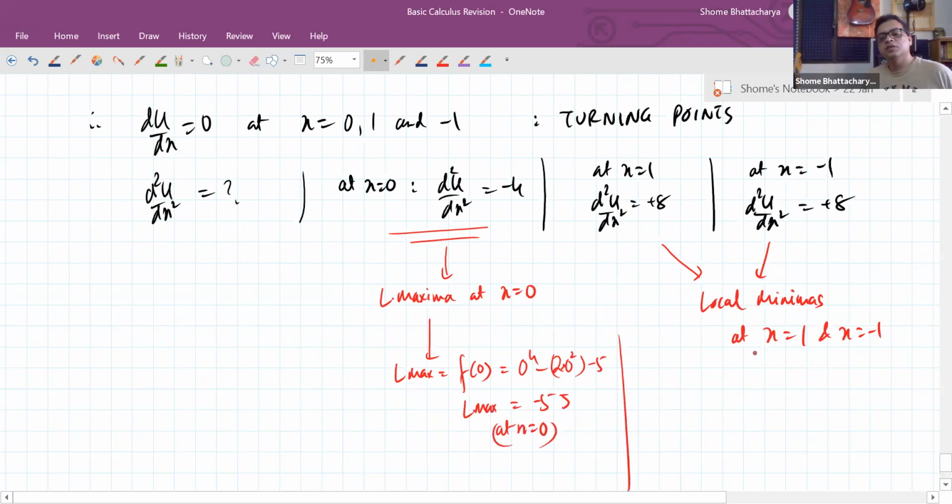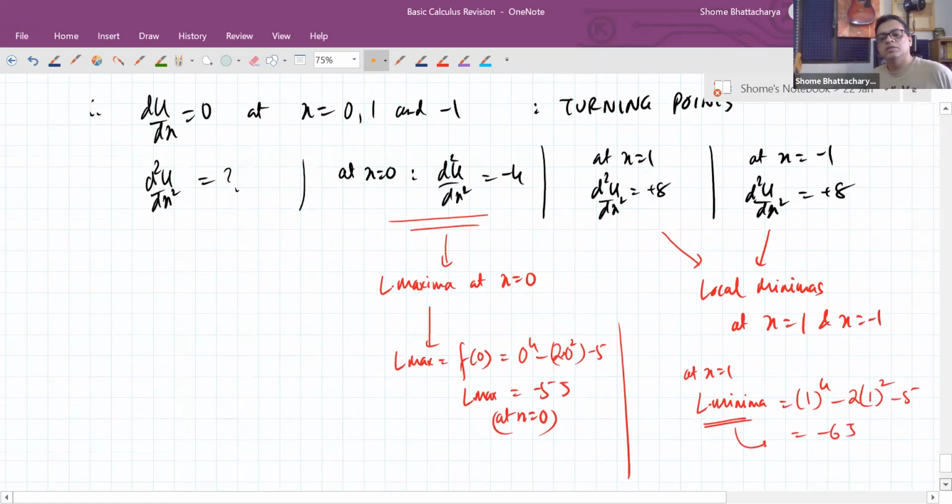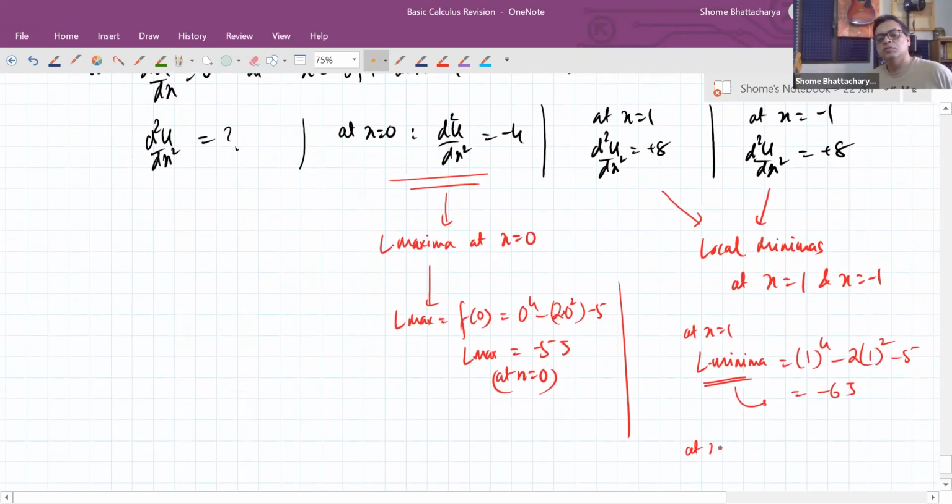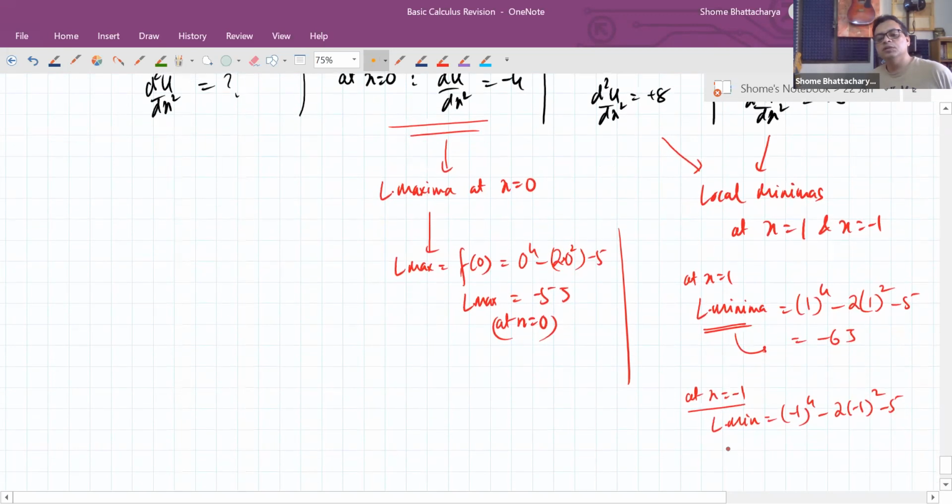Whereas the function will also have local minima at x equal to 1. The local minima will be 1 to the power 4 minus 2 into 1 square minus 5. So that is how much now? It is minus 6 joules at x equal to 1. And similarly at x equal to minus 1, the local minima will be minus 1 to the power 4 minus 2 into minus 1 square minus 5. So again that local minima will also be symmetric. It will be minus 6 joules.